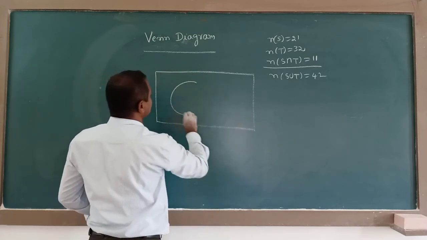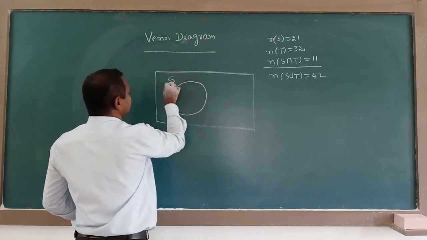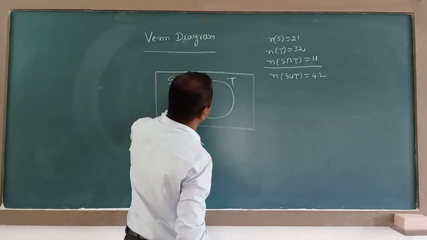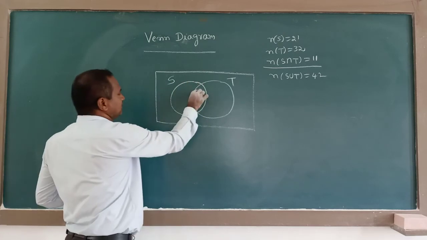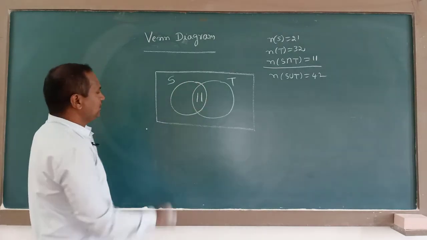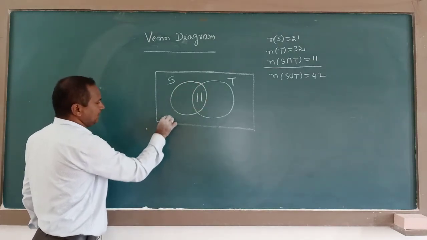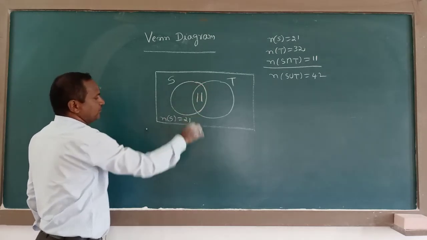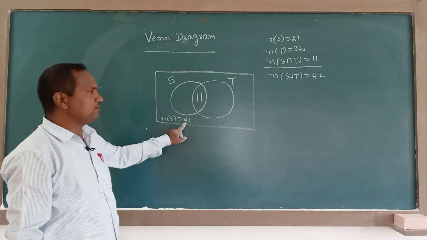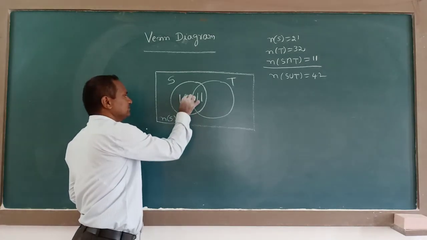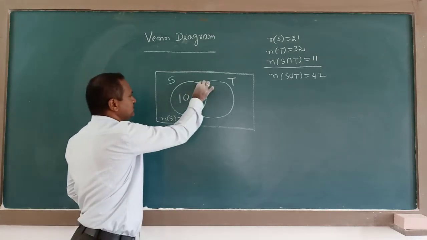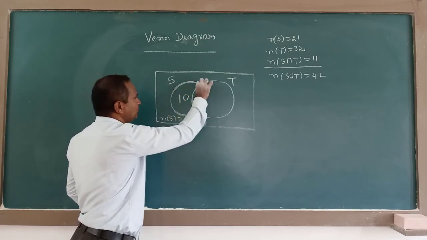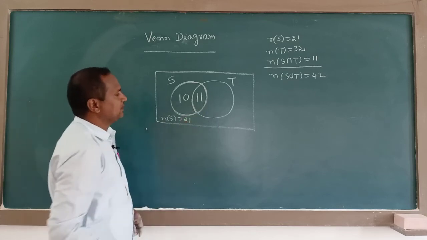The Venn diagram here. S is one set, T is another set. The common elements we should write first: 11. n of S is equal to 21 they gave. Already 11 are common. 21 minus 11 becomes how much? 10. So after this there are 10 elements, and including 10 and 11, 21 becomes.